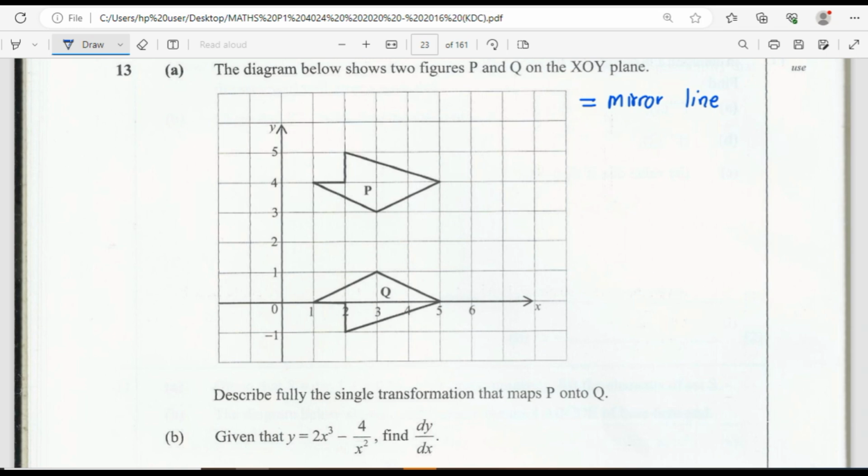So the mirror line is a line in between the two, such that the distance from this line to the image must be equal to the distance of that line to the object. So this is our mirror line. You can see that this distance here is equal to this distance here. So what equation is this? This equation is y is equal to 2. So in your description, just make sure that you mention the mirror line under reflection.